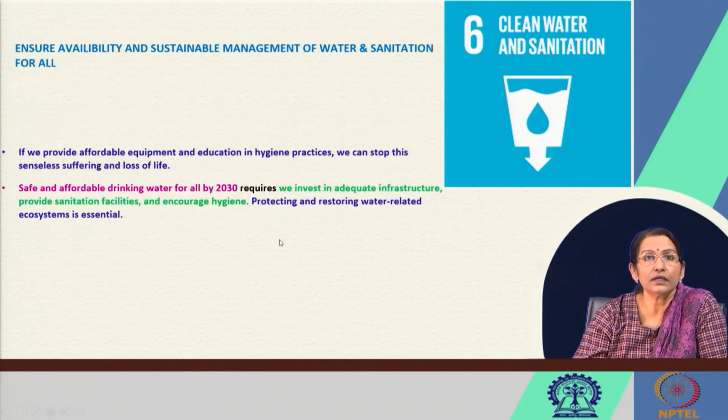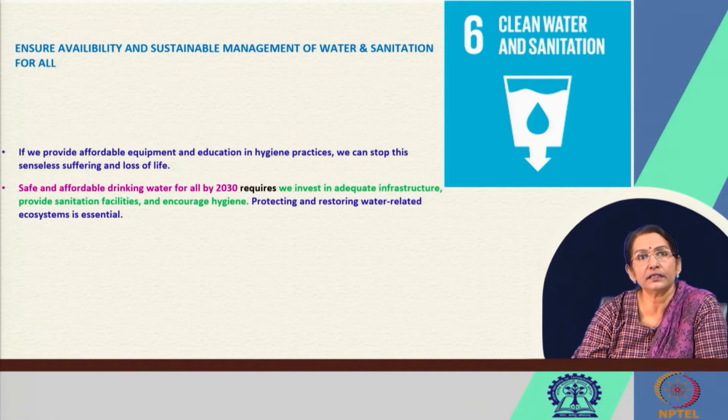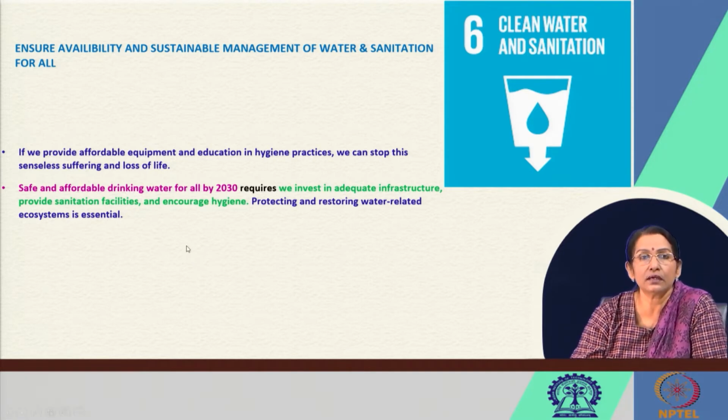From this onwards, how do we ensure the availability and sustainable management of water and sanitation? If we provide affordable equipment and education for hygienic practices, we can stop this senseless suffering, because that also needs health education from the very beginning, at the primary level. Even the community people, rural people, are to be made aware, their awareness enhanced, and how the scarcity of water can be mitigated and resolved.